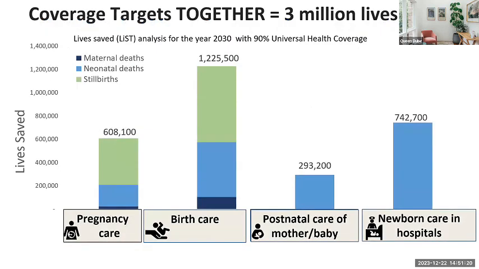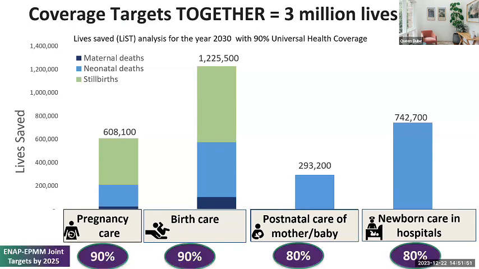We need to remember that when we're having a discussion around quality of care, it's about saving lives. And we know that if we did the right things from pregnancy, around the time of birth, and then the postnatal care of the mothers and the babies, but also care of the small and sick newborn in the hospitals, we could save many lives.